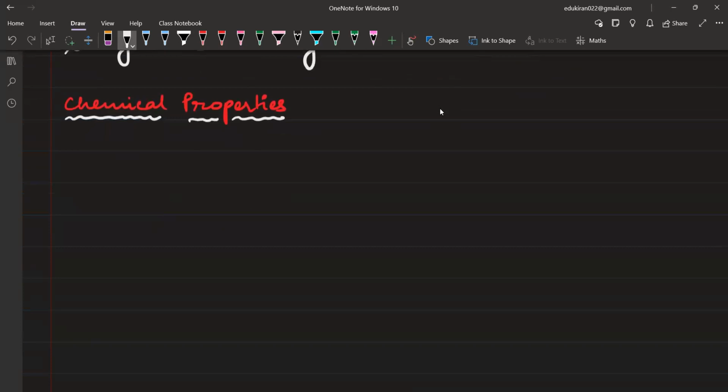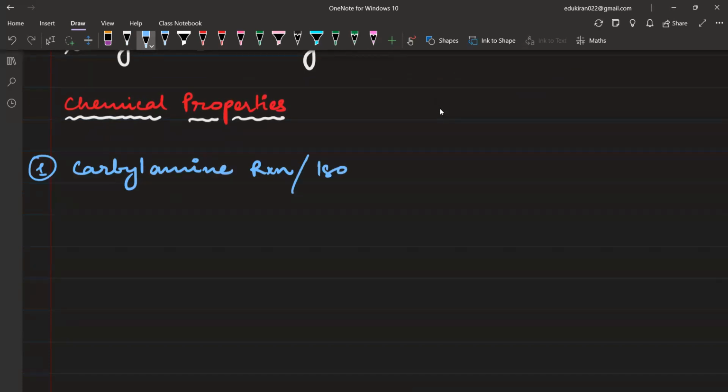In chemical properties, you will write the first reaction, number one, carbylamine reaction. This is also known as isocyanide test or isocyanide reaction.